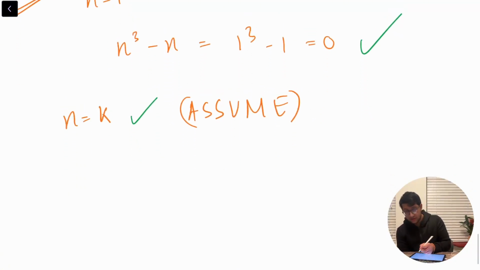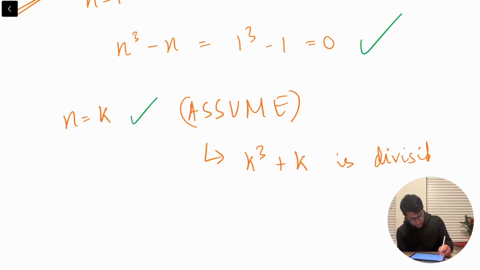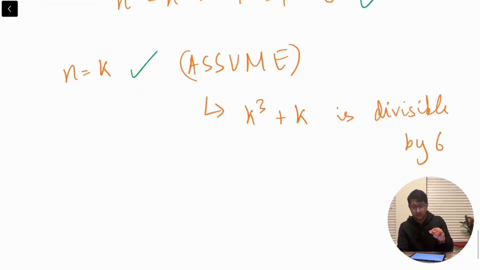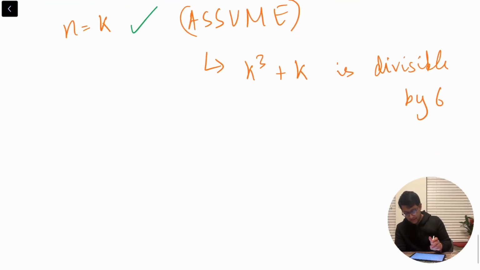So, we're essentially assuming that k cubed plus k is divisible by 6. Now remember this. This will come in handy in the next step. So we're assuming that k cubed plus k is divisible by 6. Now let's investigate what happens when n equals k plus 1.